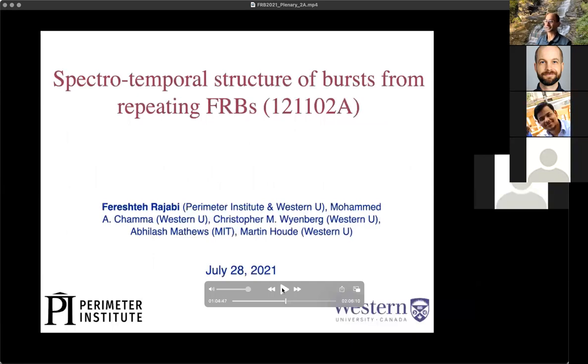All right, so we'll move on to the next talk, and I see that we're basically right on time here. This is a talk from Fereshteh Rajabi at the Perimeter Institute for Theoretical Physics, and he's talking about spectro-temporal structure of bursts from repeating FRB 121102A.